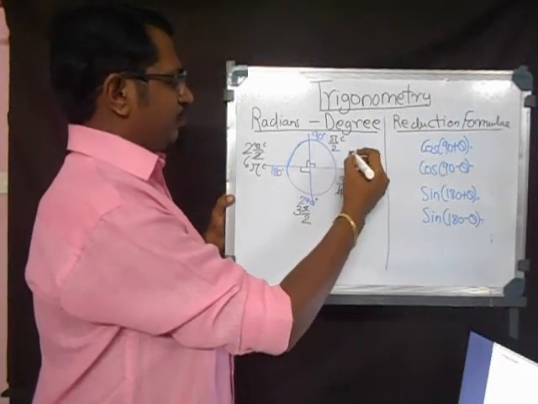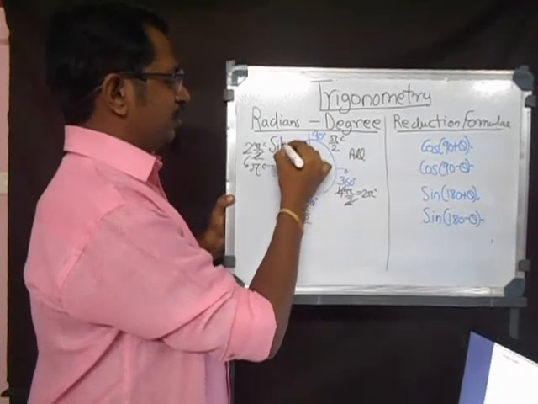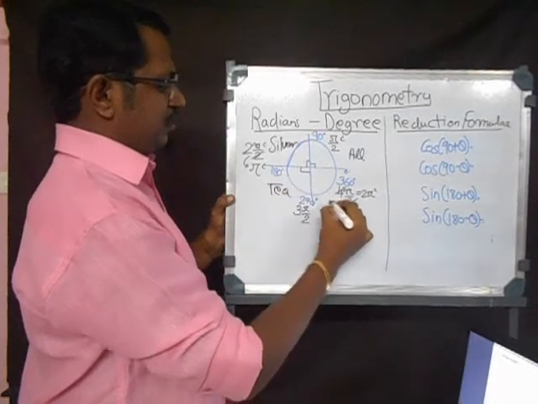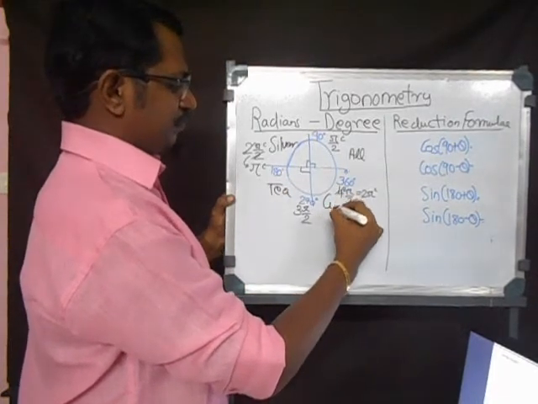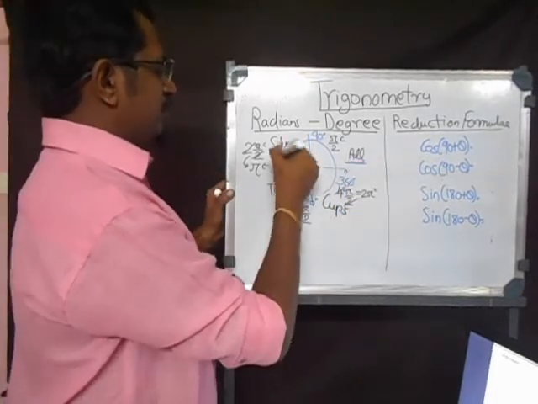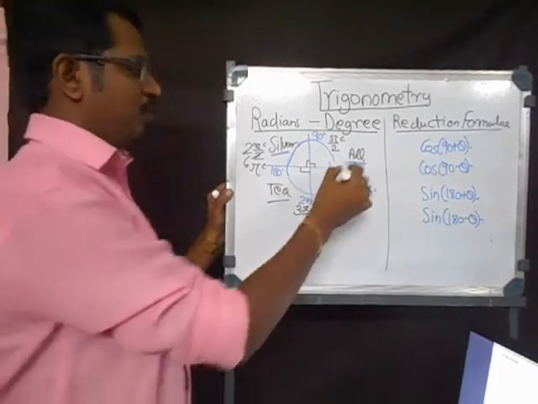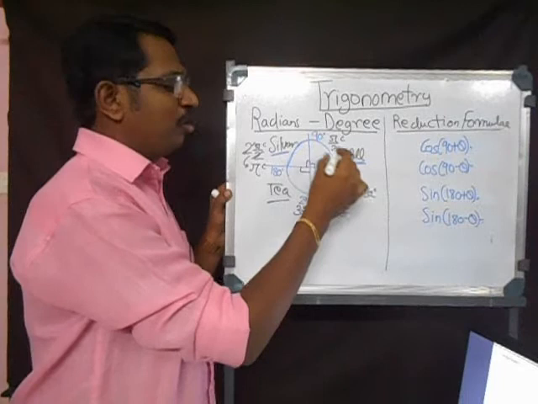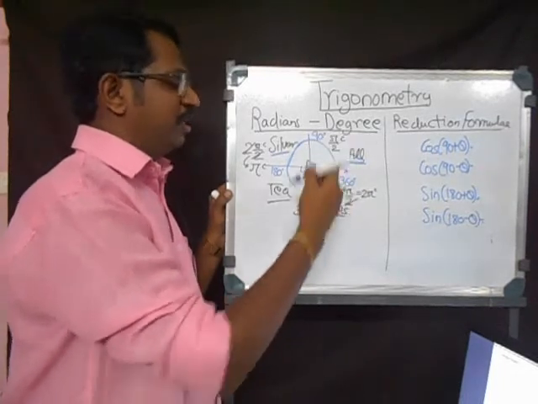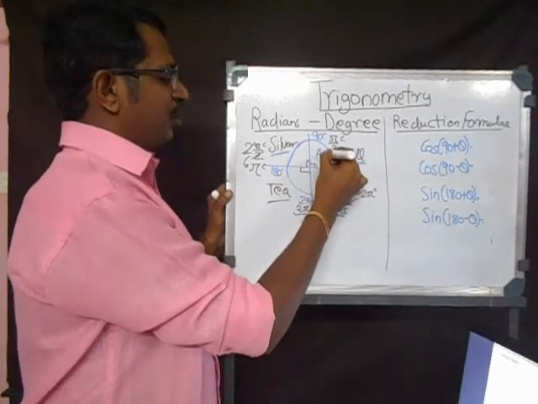Now we remember this phrase: all silver tea cups. What is this? All stands for all the trigonometric values, namely sine, cos, tan, cot, sec, cosec, everything is positive here. Everything is positive in the first quadrant.